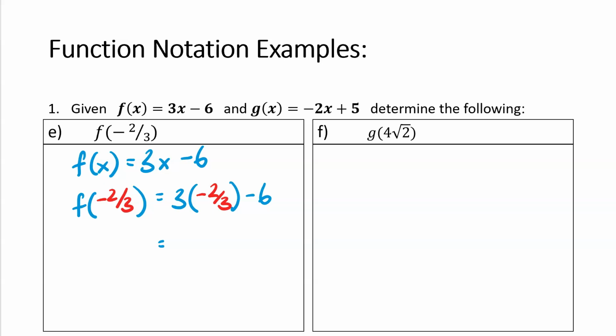So we have 3 times -2/3. 3 times -2 is -6. -6 divided by 3 is -2. Then we have our -6 there. -2 minus 6 is -8.